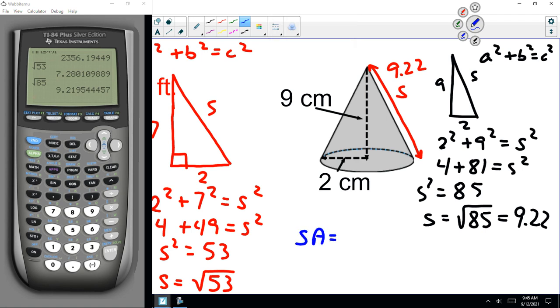Surface area, pi r squared plus pi r s. Well, I hope so, because I'm going to pause the recording. I want you to do the calculations. We come back and we compare answers. Okay? Let's go.